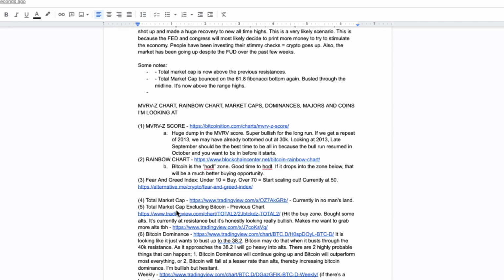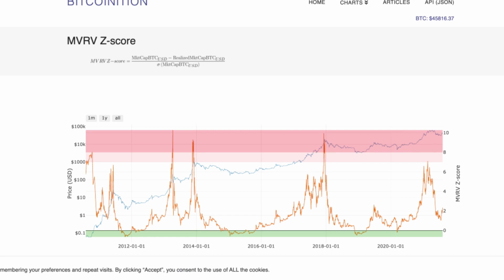That should be here. Yes, you should be able to see this. So the MVRV score, this is what I was talking about in 2013. See, it had this crazy spike and then it came all the way back down, and it never reached this again, but it came all the way back up and had a second run up, and the price of Bitcoin was much higher than it was previously. That is possible.